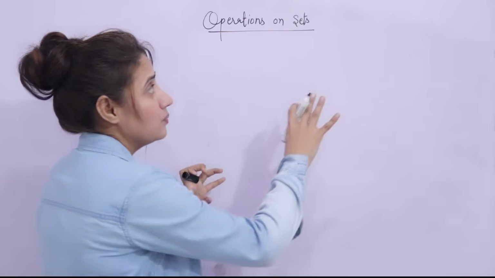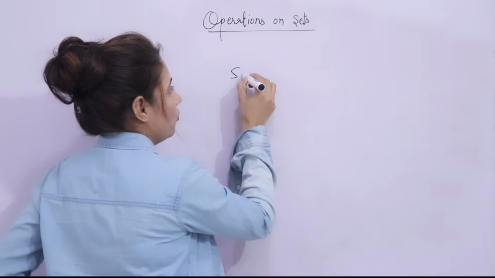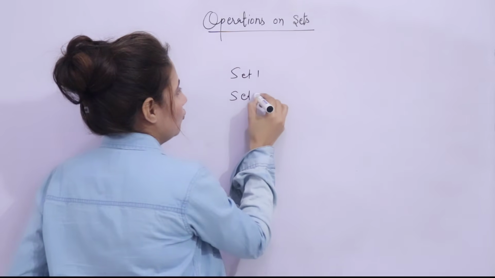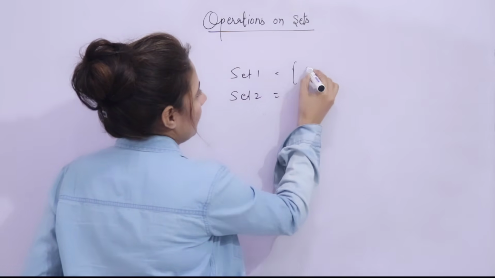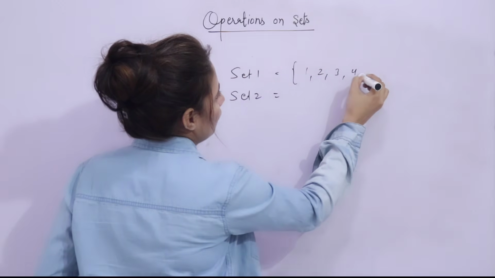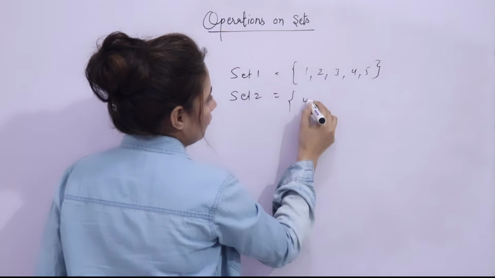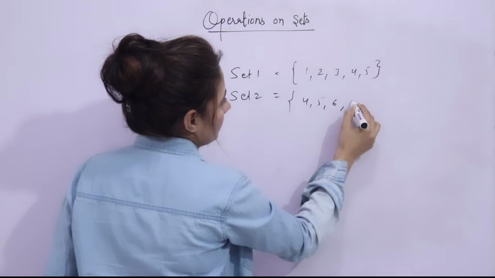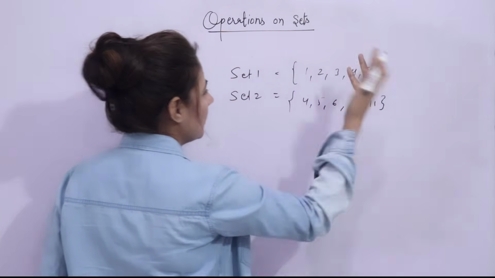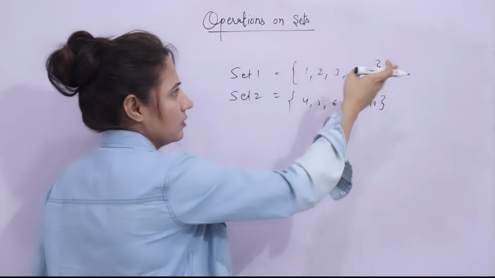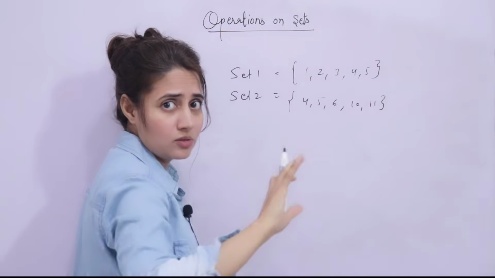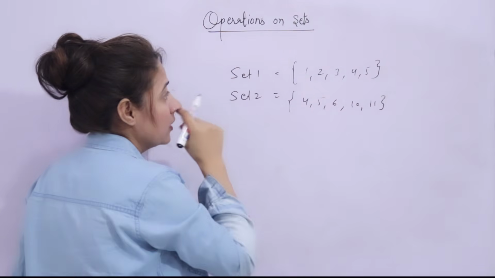So if we have two sets, set 1 and set 2, and here we have like 1, 2, 3, 4, 5, and in this set I am having values like 4, 5, 6, 10, 11, something like this. Any values can be there. It's not like that these should be in ascending or in this kind of order, no.